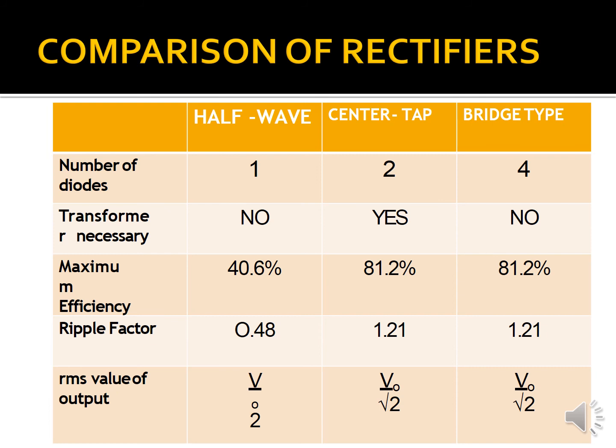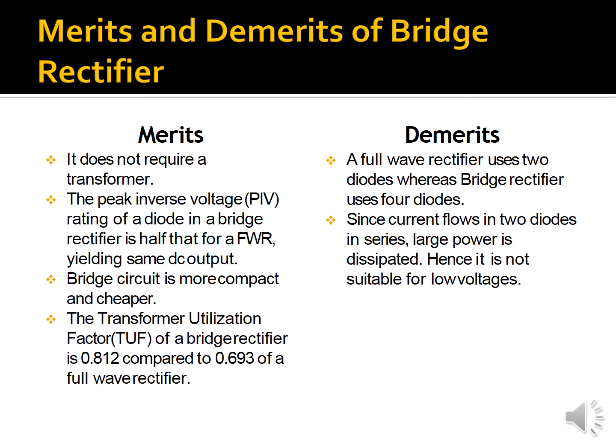The ripple factor is 0.48 for the half wave rectifier, 1.21 for center tap, and also 1.21 for the bridge rectifier. The RMS value of the output is V0 by 2 for half wave, V0 by root 2 for center tap, and V0 by root 2 for the bridge type. The merits of the bridge rectifier are that it does not require a center-tapped transformer, the peak inverse voltage, PIV, is half that of the full wave rectifier, and it is more compact and cheaper.